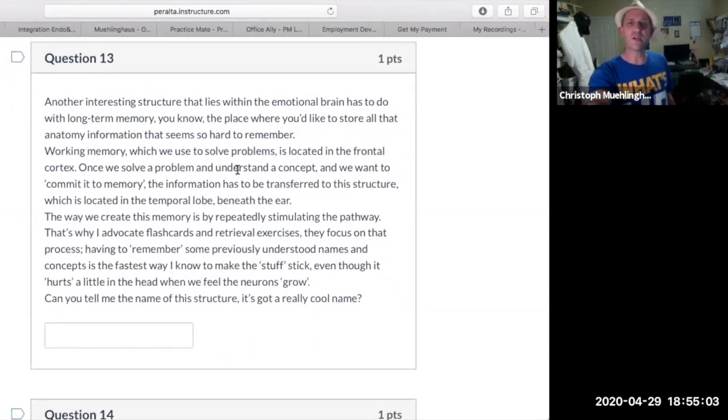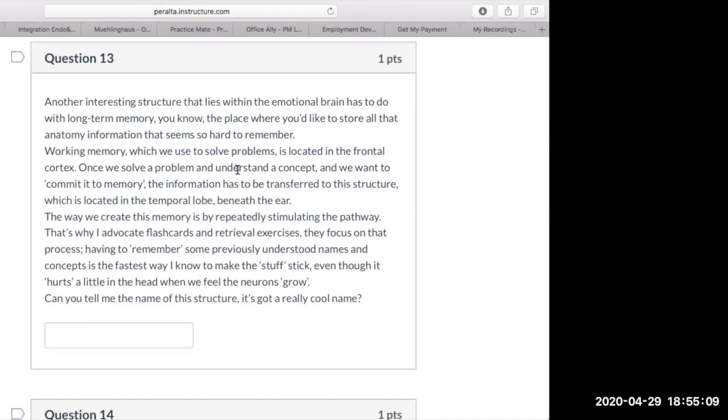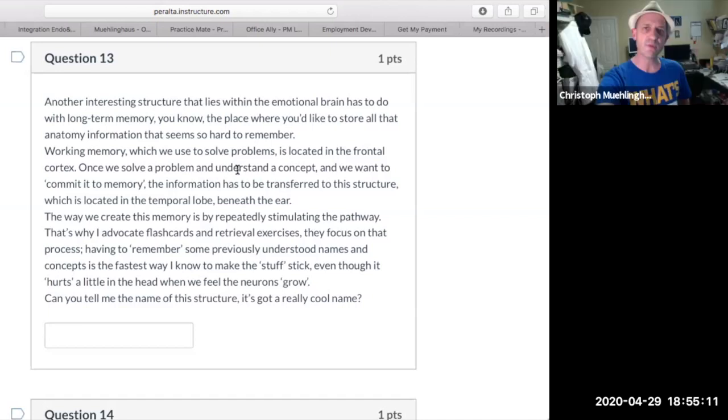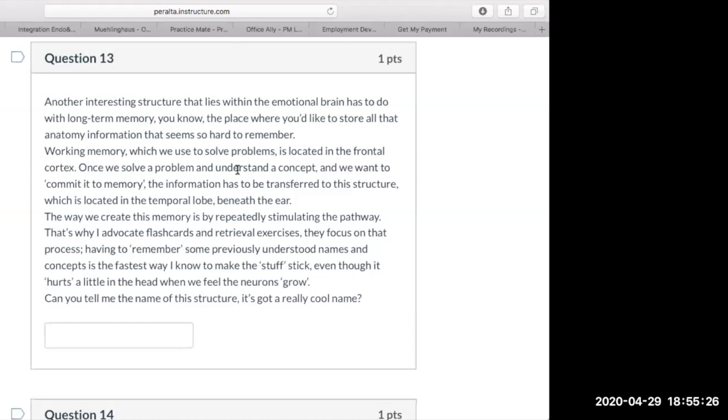Number 13, another interesting structure that lies within the emotional brain has to do with long-term memory. You know, the place where you like to store all that anatomy information that's always hard to remember. Working memory, which we use to solve problems, is located in the frontal cortex. Once we solve a problem or understand a concept and we want to commit it to memory, the information has to be transferred to this structure, which is located in the temporal lobe beneath the ear.